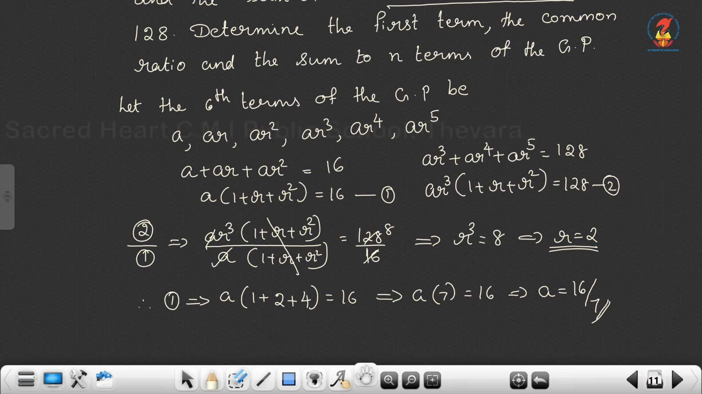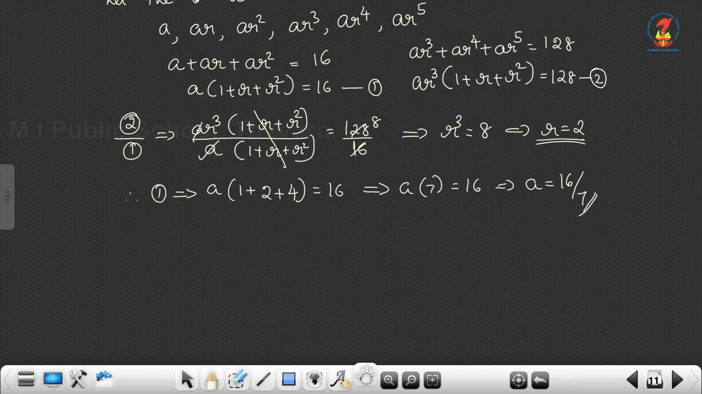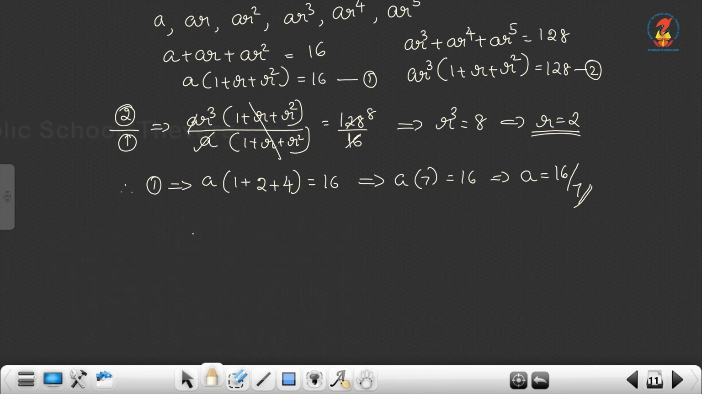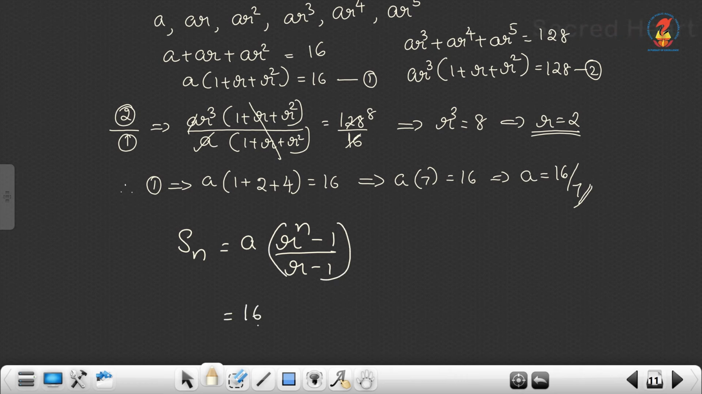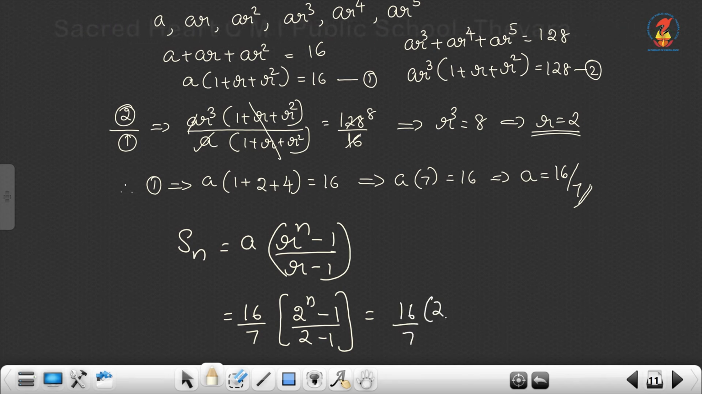So, the question is determine the first term, common ratio, then sum to n terms. So, Sn also we have to find. Sn, R is greater than 1, so we can use the formula A(Rⁿ − 1) by (R − 1). A is 16 by 7, R is 2 raised to n, sum to n terms, so 2ⁿ − 1 by 2 − 1. 2 − 1 is 1. So, 16 by 7 into (2ⁿ − 1). You can stop.